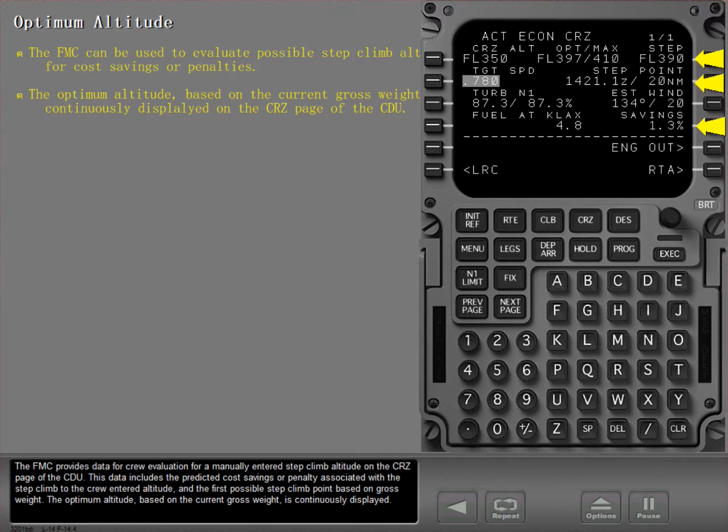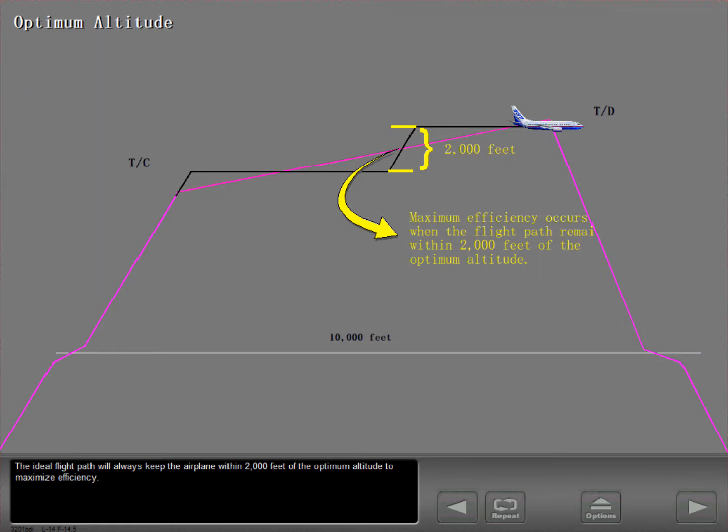The FMC provides data for crew evaluation for a manually entered step climb altitude on the cruise page of the CDU. This data includes the predicted cost savings or penalty associated with the step climb to the crew entered altitude and the first possible step climb point based on gross weight. The optimum altitude based on the current gross weight is continuously displayed. The ideal flight path will always keep the airplane within 2,000 feet of the optimum altitude to maximize efficiency.